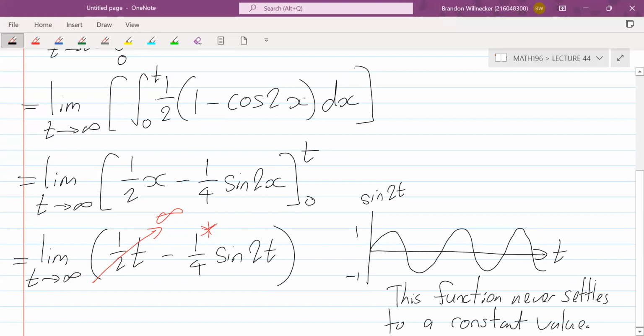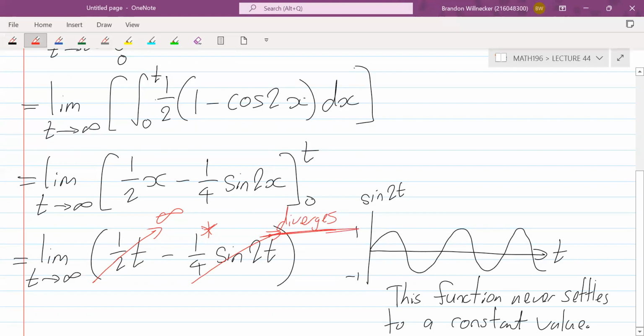Now, because it doesn't settle at a constant value, it also diverges. Okay, so it may not go to infinity or minus infinity in the usual sense that we say something diverges. However, it's not convergent. So it never goes to some fixed value when t goes to infinity. So if anything doesn't converge, we say that it diverges. Okay, so it doesn't go to infinity, but it still diverges.